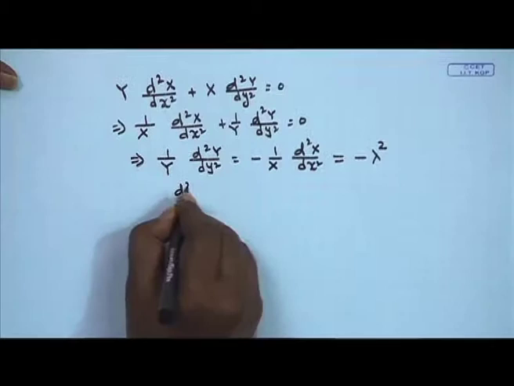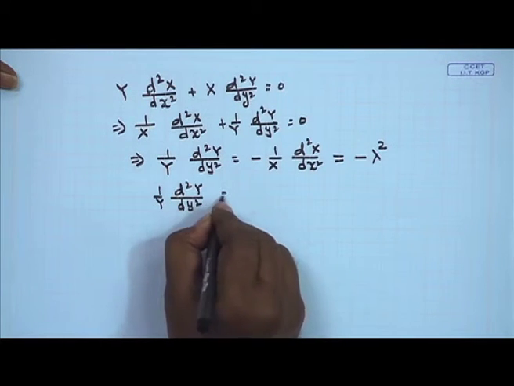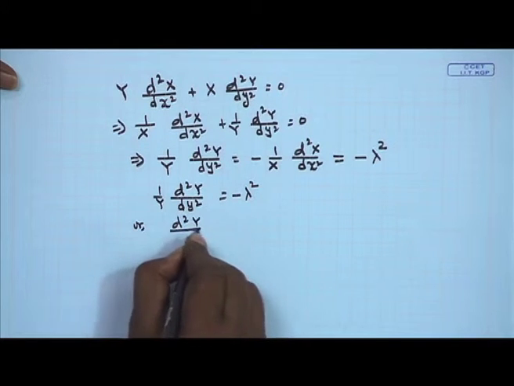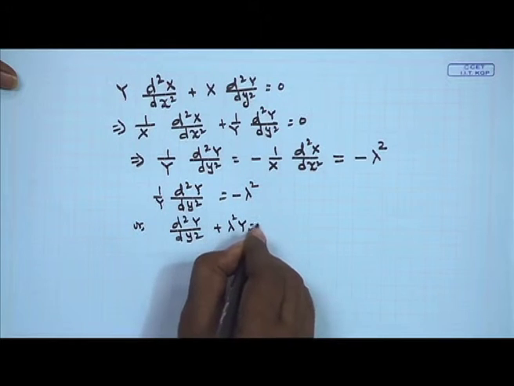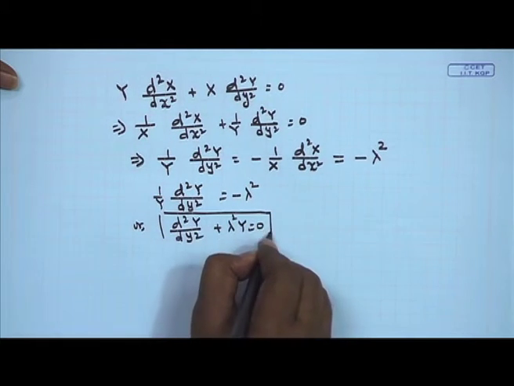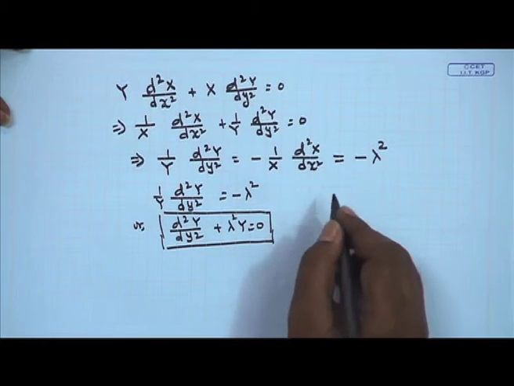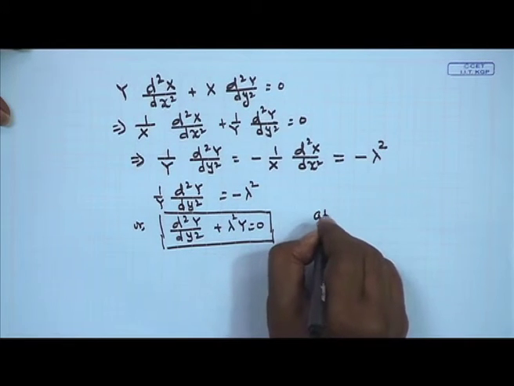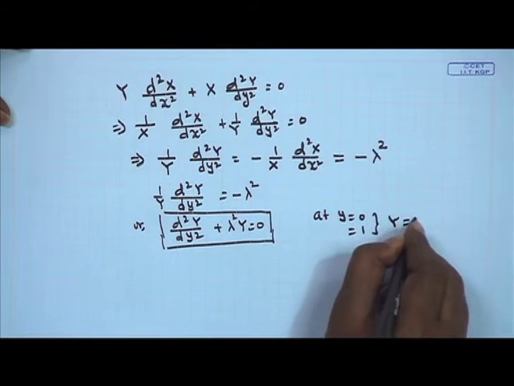So, we formulate the eigenvalue problem in the y direction: 1 over Y d square Y dy square is equal to minus lambda square, or d square Y dy square plus lambda square Y is equal to 0. This is the eigenvalue problem that we formulate in the y direction, and the boundary conditions are satisfied by the original boundary conditions in the y direction, that at y equal to 0 and y equal to 1, capital Y is equal to 0.